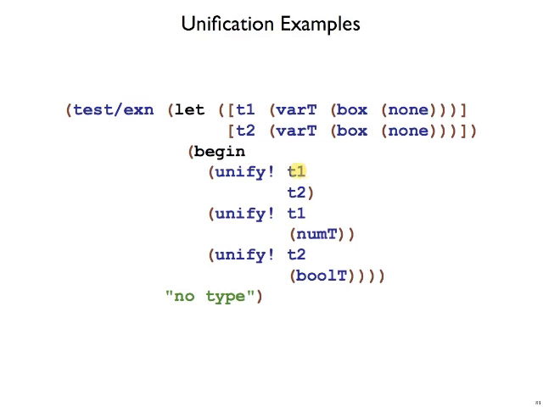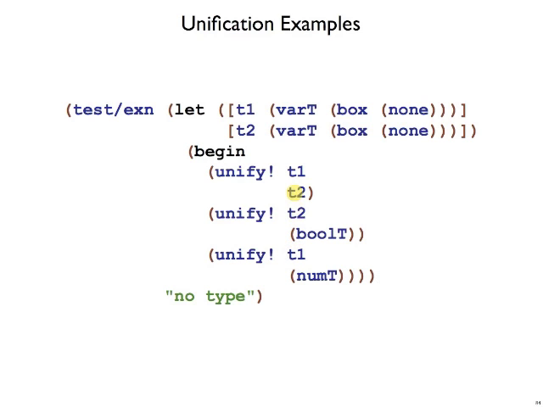And more precisely the way this works is t1 gets assigned to t2 in this first unification, and then when we try to unify t1 with numt, it's already assigned to t2, so really we're unifying t2 with numt in this case. And finally we try to unify t2 with bool t, but t2 has already been recorded as being numt, and that's why it fails.